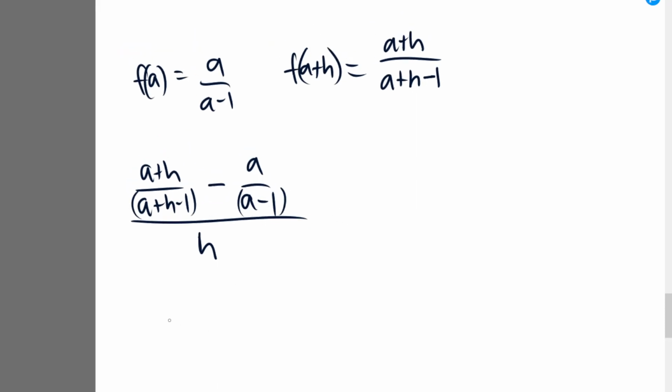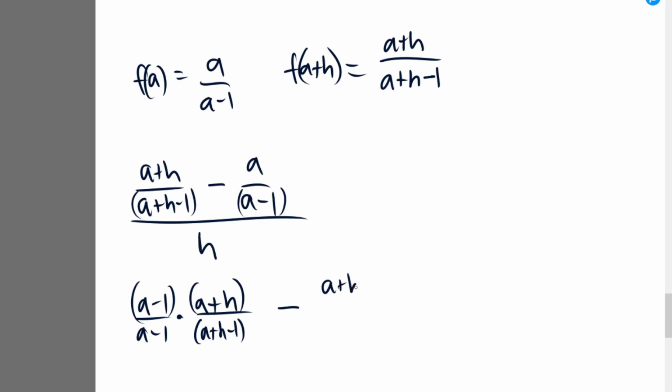So what we'll do is we'll multiply this side by a minus 1 over a minus 1. This is allowed because a minus 1 over a minus 1 is the same as 1. And so we're not changing the actual value, we're multiplying by 1. So a plus h minus 1. And then similarly, on this side, we'll do a plus h minus 1 over a plus h minus 1 times a over a minus 1.